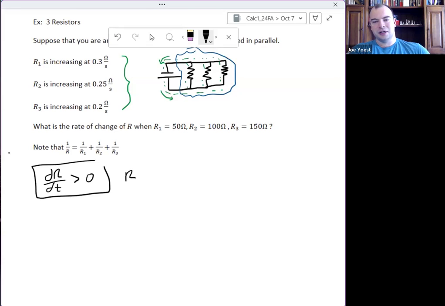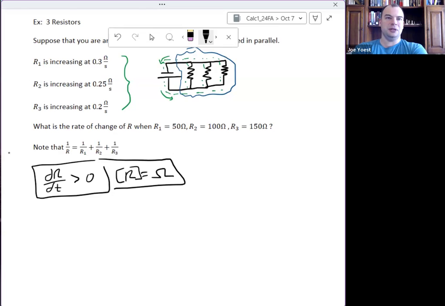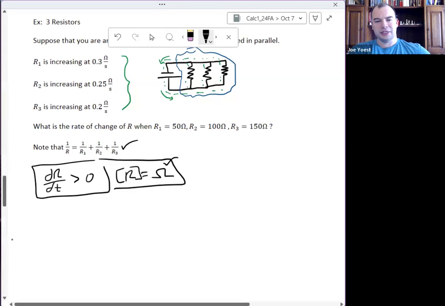I also know that R, the resistance, should be in units of ohms. Sometimes if you see square brackets around a variable like that, that means units of. So the units of the overall resistance should be ohms. That's implicitly taken care of by the fact that this is the right physics equation to use here, so that works out in this scenario. We didn't have to make the algebraic equation, so we don't have to really check that.